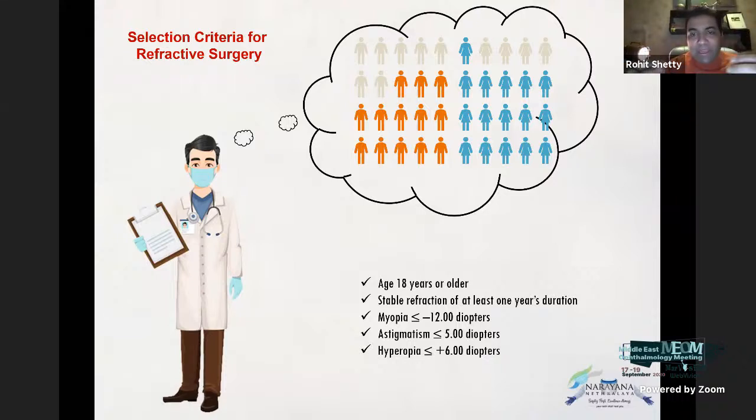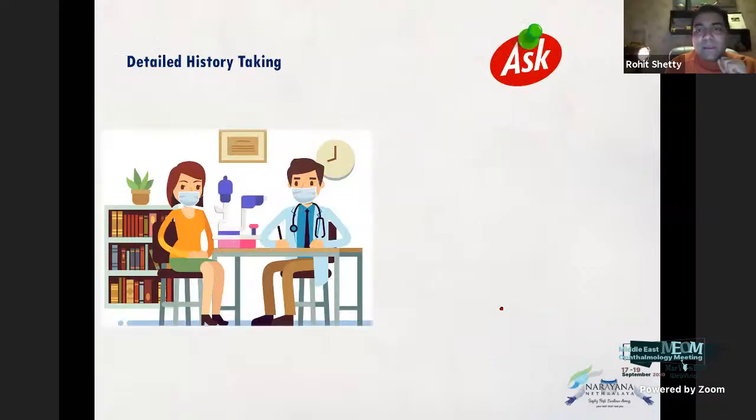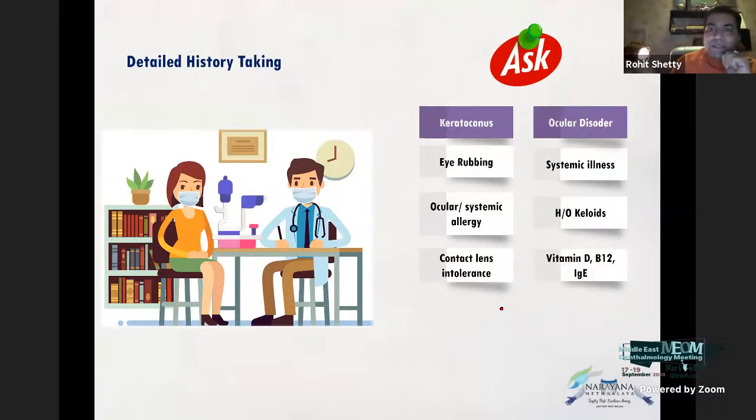It's about your age, the stable refraction, myopia. There are a lot of debates on how much you can go to, but companies have put in the criteria of around 12. People have done it in the past. Now, probably with the ICL, we will not do it. And hyperopia changes. What history is important today is the family history of keratoconus. It's a very important history, which in earlier times we would never ask.